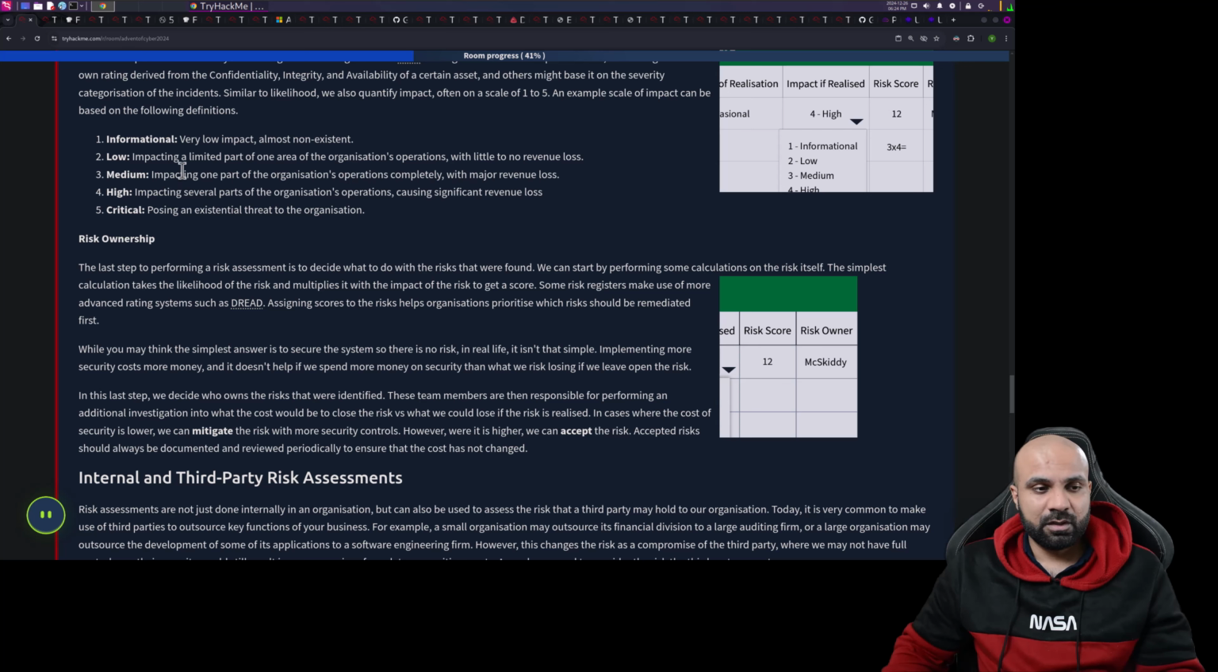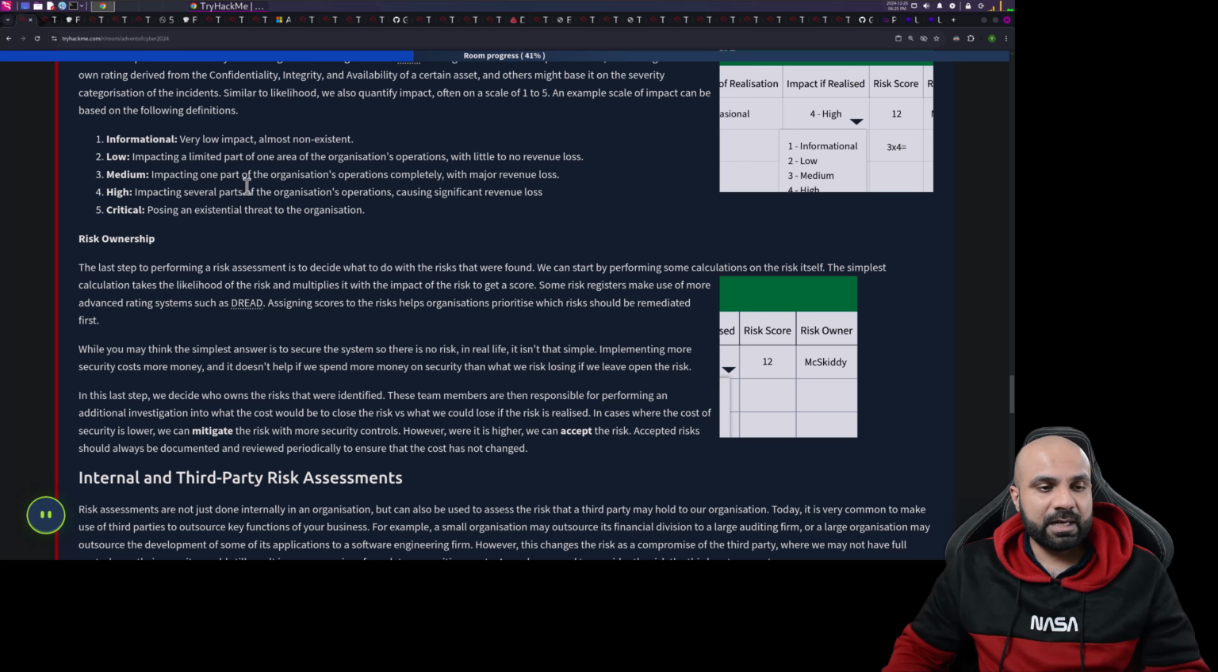Okay, low, impacting a limited part of one area of the organization's operation with little to no revenue loss. So for example, if there is any server or software version which publicly has an exploit available, in this case, if the version number is exposed, that means it could be from low to medium or maybe high, depending on the server version that is running on your system.